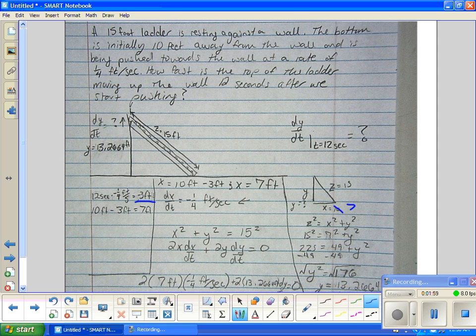Then, in order to figure out the final rate, I took x squared plus y squared equals 15 squared, because it was the triangle. So then I took the derivative of that equation, which was 2x dx over dt plus 2y dy over dt equals 0.